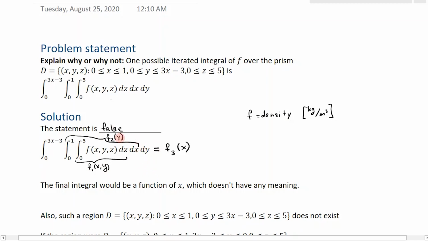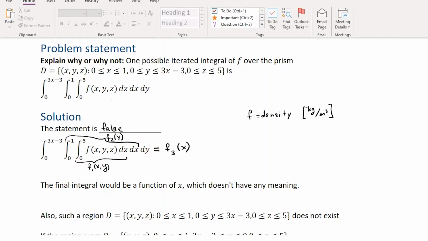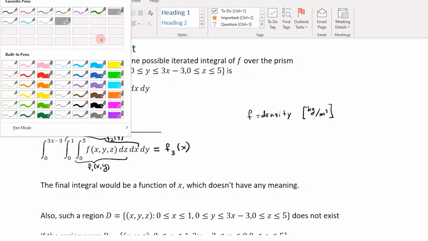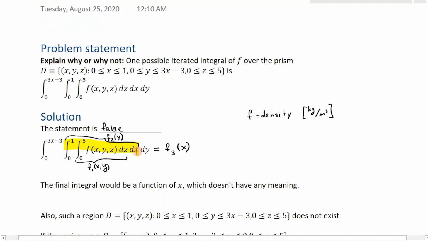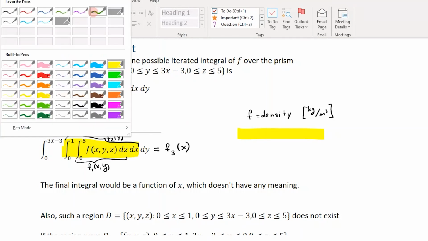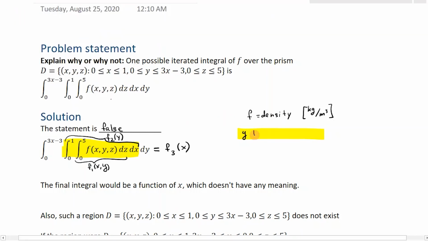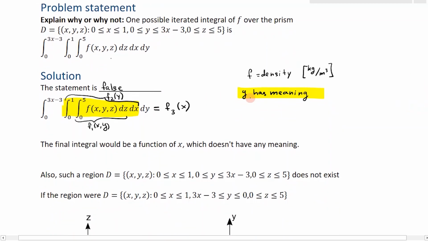Once you are inside of this integral, you have a meaningful y. So let me highlight this. So here, y has a meaning. But because y is just a dummy variable, outside the integral, it just disappears. It's kind of like when you're writing a for loop, if you're outside the for loop, this variable that stands for the for loop counter either doesn't exist or doesn't really mean what you want it to mean.